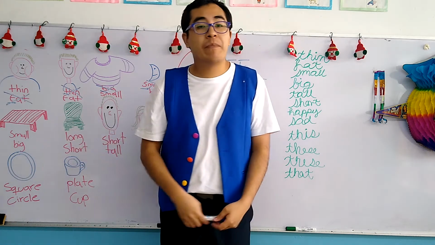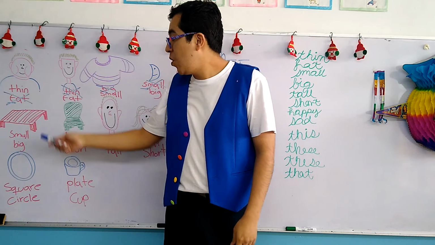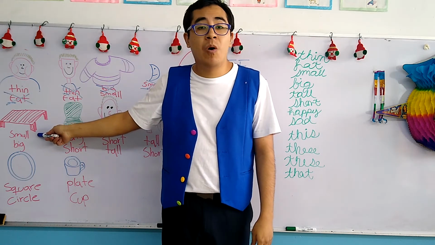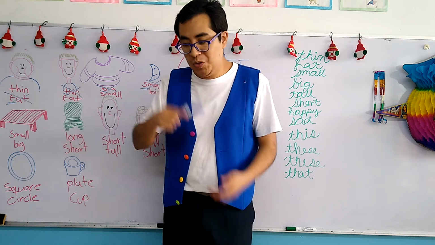The table is big, okay? It's bigger, más grande. So, number one, it says small. Number two, it says big. Number two, excellent.